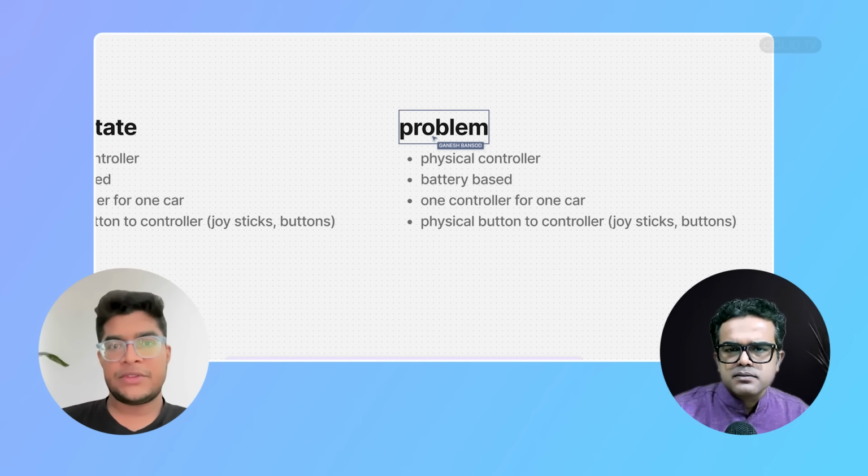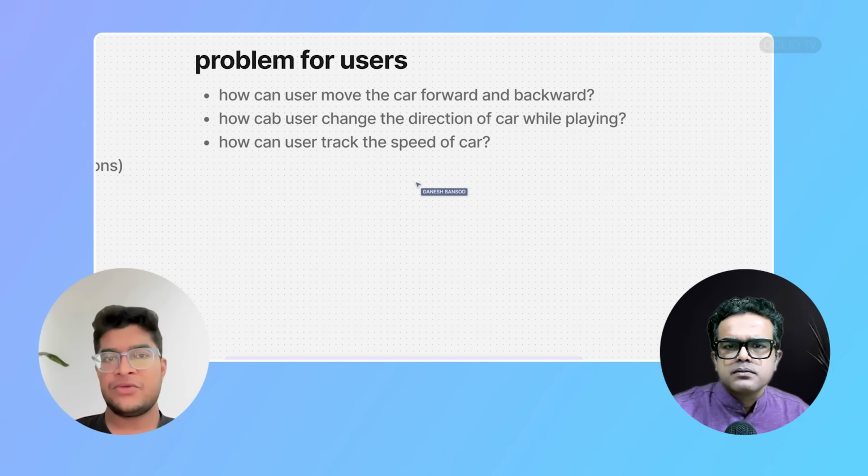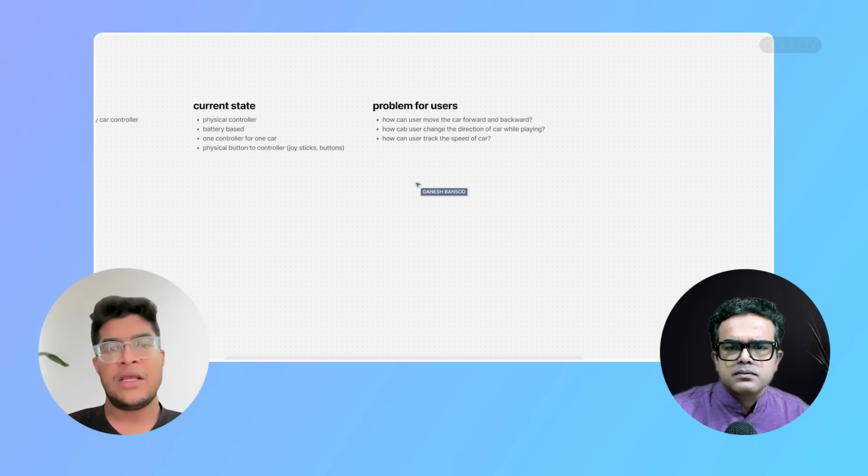Okay, problems for users, right? There are three things basically. How can the user move a car forward, backward? That would be one thing. Changing direction, and then tracking the speed of the car. These are the basic things which the user would want to control.